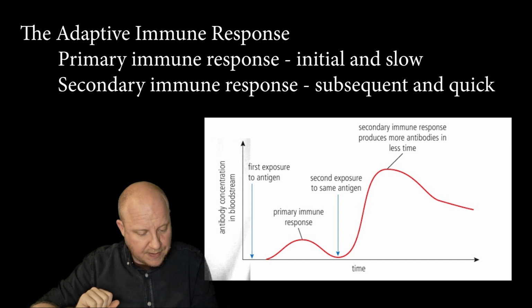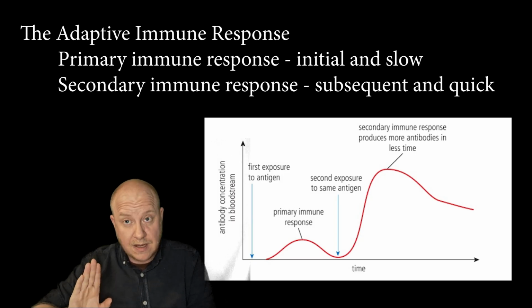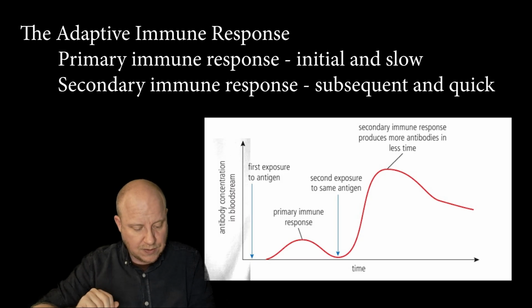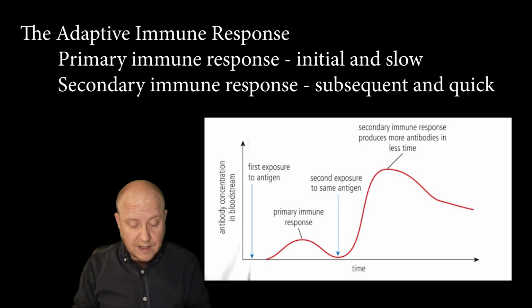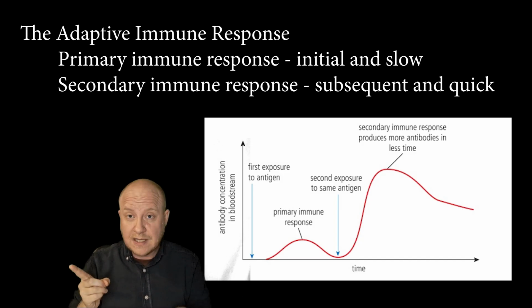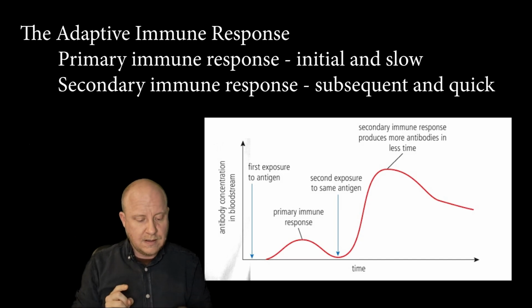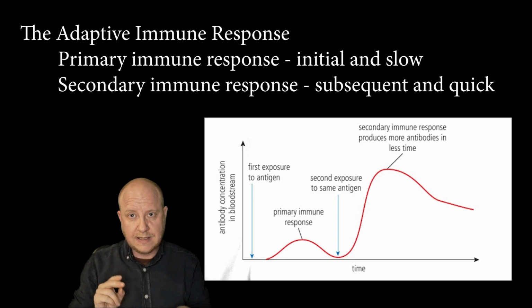Antibody production by the primary and secondary immune responses. The second exposure to the same antigen may be months or years after the first exposure. The production of antibodies is quicker after a second infection, and the number of antibodies is greater. So you need to remember those two things there, that the production of antibodies is quicker after a second infection, and the number of antibodies is greater.